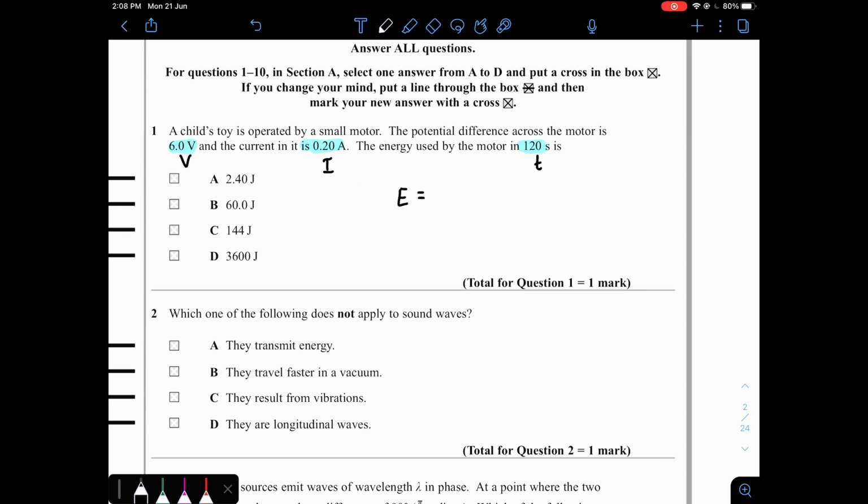They give you formulas. It's E equals IVT. All we have to do is substitute them, so that would be 0.2 times 6 times 120. So that will give us 144 joules. So the answer is C, 144 joules.